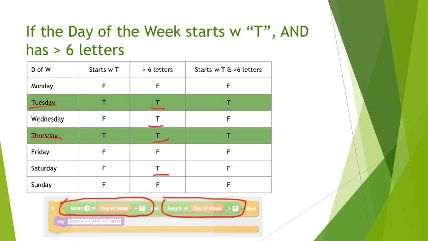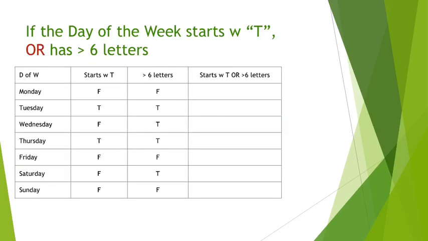Then we want to evaluate the and, those two things together, to have both those be true. Well, that's going to be what we see here and here with Tuesday and Thursday. And so in this particular case of code, if they're both true, it's going to say starts with a T and 6 letters, so it's going to report something out. So we use these kinds of advanced conditionals in all kinds of places when we're coding.